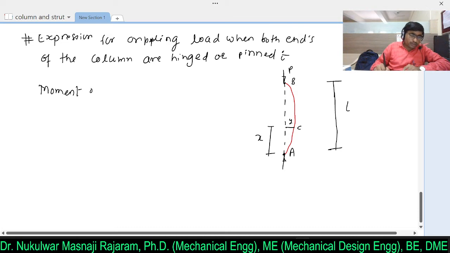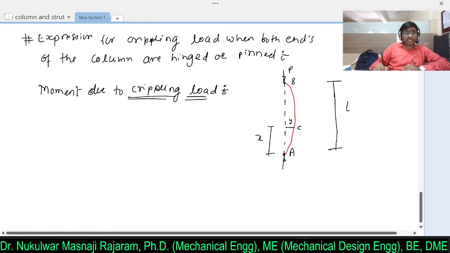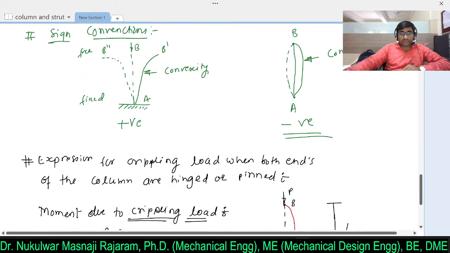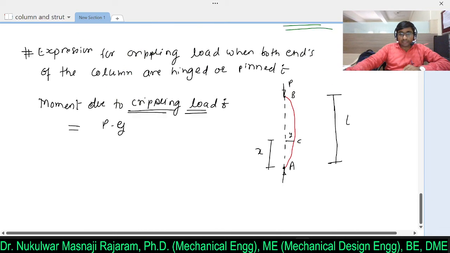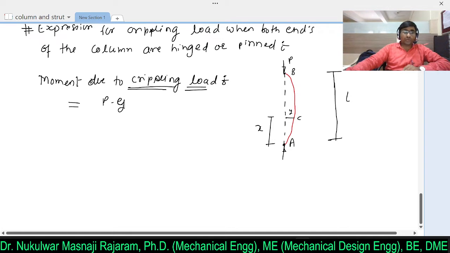Now here if you observe, moment due to crippling load. What is crippling load? Load at which buckling of the column will start. Now that is very simple, that is force into distance. Clear? So that is equal to force into distance. So here I will write, instead of x I will write y. Clear? Now here if you observe, this is a concavity, this is also a concavity. So here I must consider the negative moment.